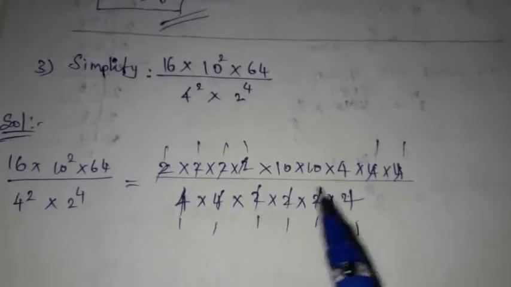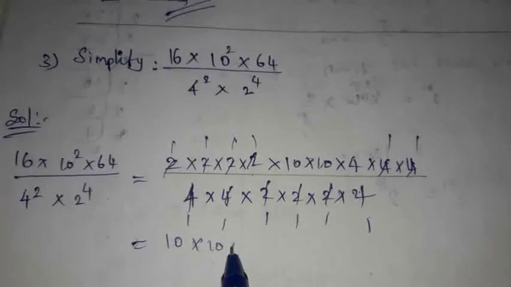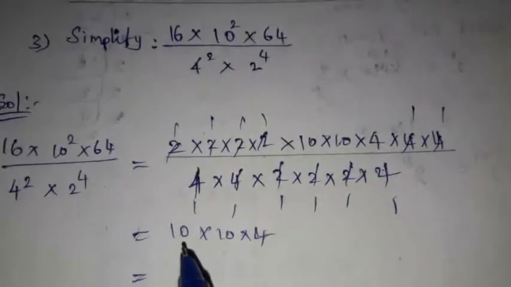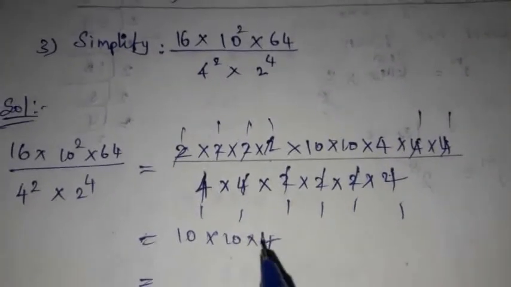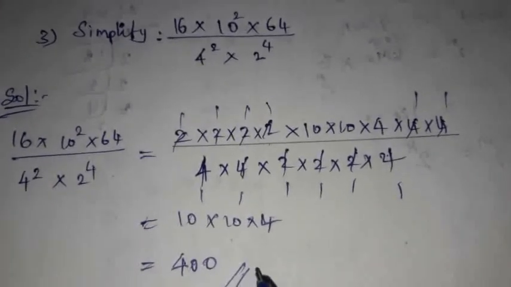We have to multiply the numerators only. There is a numerator 10 into 4. 10 tens are 100, 100 fours are 400. So the answer is 400. This is the answer for this question.